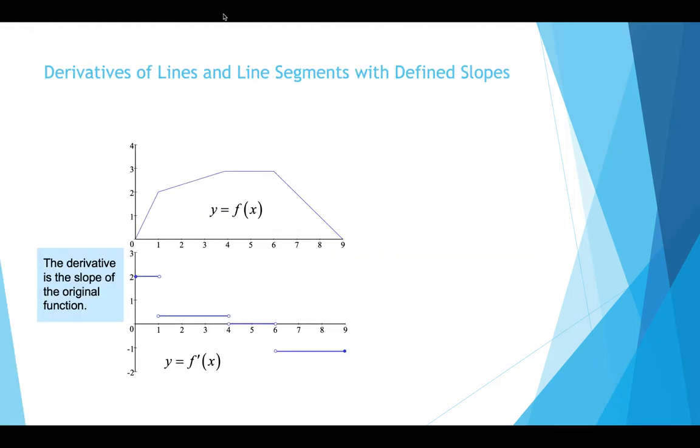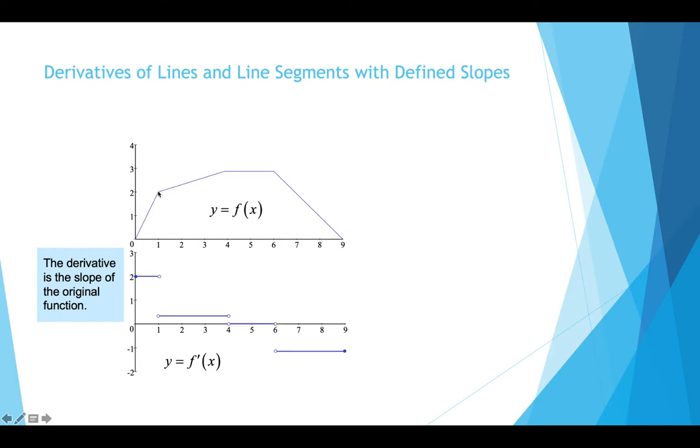Okay, so derivatives of lines and line segments with defined slopes are going to be the slope of that actual original function. If you look right here, we have a line segment that has a slope of 2. And so if you look here, the derivative for the x values from 0 to 1 is equal to 2.